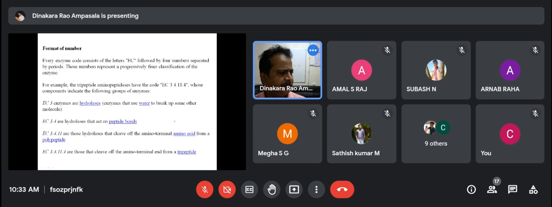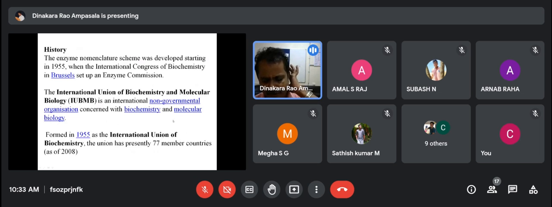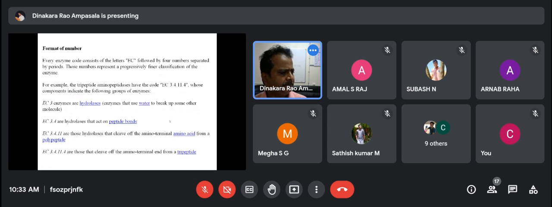So this is about how they were formed and what they have done. In this enzyme commission number, you can see numerical numbers separated with a dot, a full stop. For example, EC 3.4.11.4. Four numerical numbers will be there, and these numbers are separated with periods or dots.